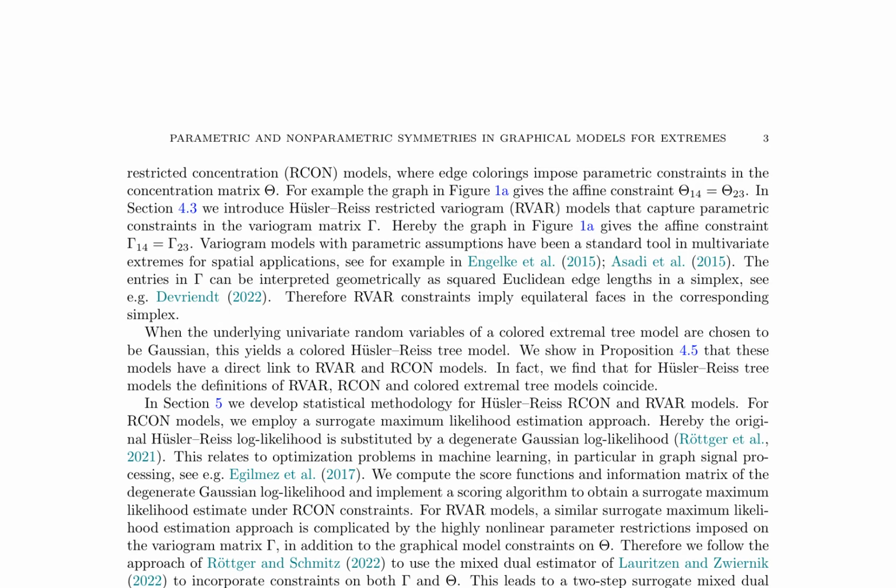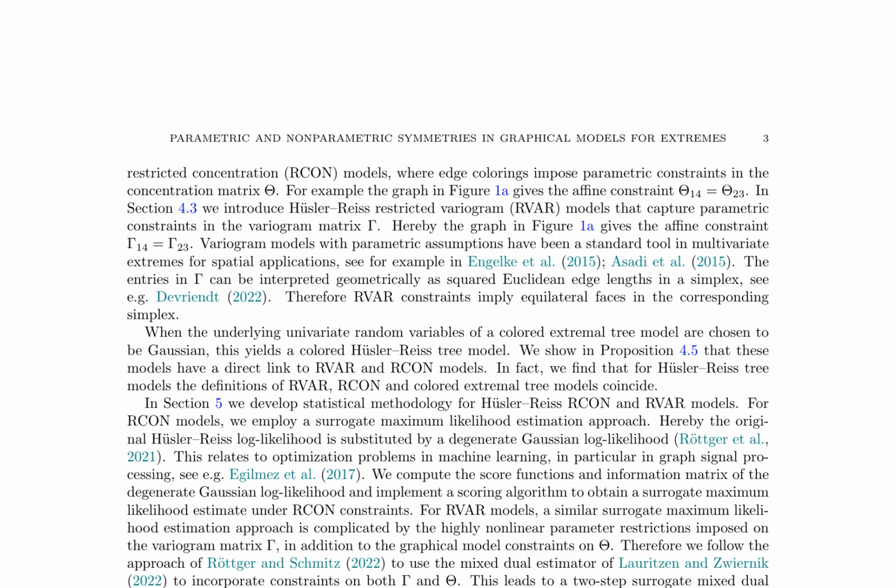The paper discusses parametric and nonparametric symmetries in graphical models for extremes, focusing on Hüsler Reiss restricted concentration, ArCon, and Hüsler Reiss restricted variogram, RVAR, models. These models introduce parametric constraints in the concentration matrix theta and variogram matrix gamma, respectively, through edge colorings in graphical models. An example graph in Figure 1a demonstrates the edge coloring imposing an affine constraint on the concentration matrix, theta 14 equals theta 23, and variogram matrix, gamma 14 equals gamma 23.